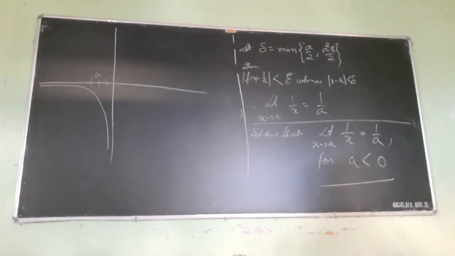Start with an epsilon greater than 0 given. Then the mod of f(x) minus the limit part is exactly the same. Mod of f(x) minus 1 by a will be mod of x minus a divided by mod a into mod x. In this case, your a is negative and your x is negative.